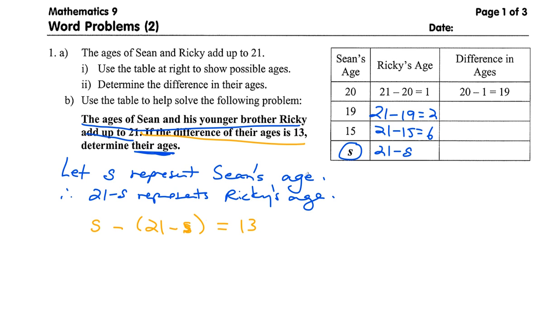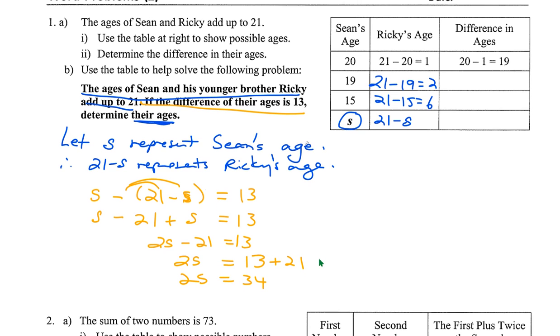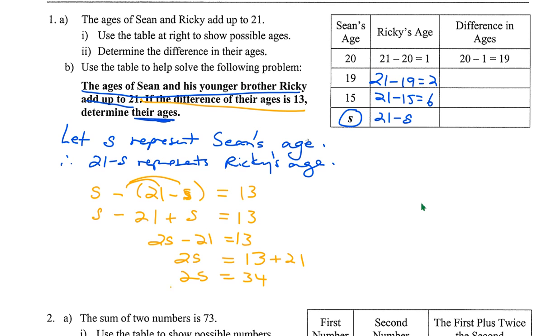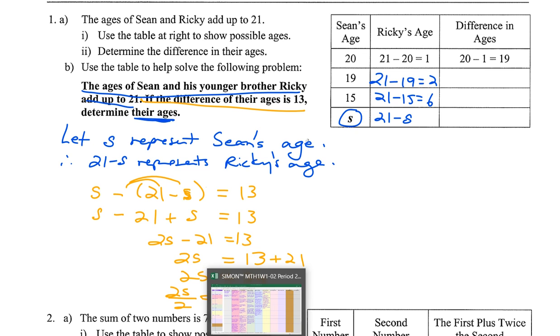So now this is an equation which I need to solve. I have S minus, and I'm going to distribute the negative, so I get minus 21 plus another S equals 13. Collecting the like terms, I have an S and another S, so I have 2S minus 21 equals 13. 2S is equal to 13 plus 21. 2S is equal to 34. I divide both sides by 2, so 2S over 2 equals 34 over 2, and therefore S is equal to 17.